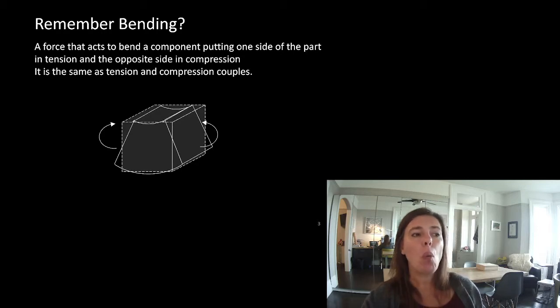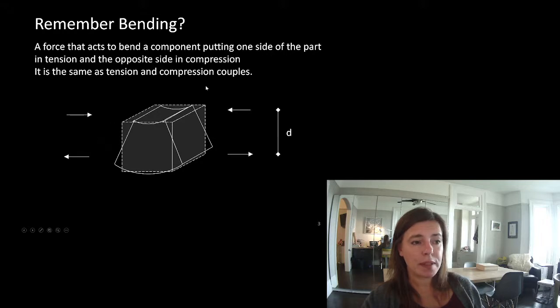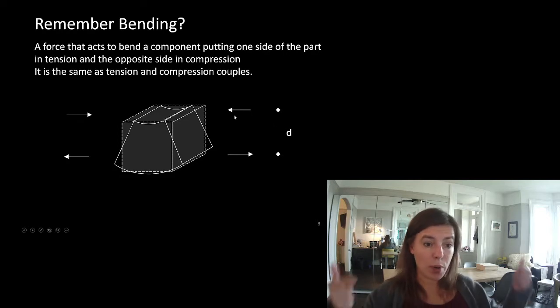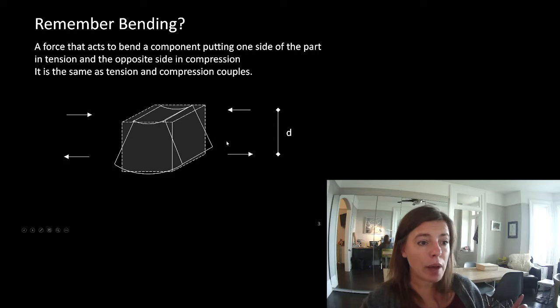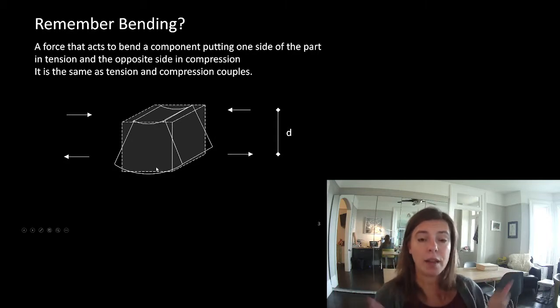Let's remember what bending is. Bending is a force that acts to bend a component, putting one side of the part in tension and the opposite side in compression. It's the same as tension and compression couples. So it kind of looks like this. We have these 2 acting in equal and opposite directions, and these 2 acting in equal and opposite directions, but these 2 at the top are pushing together, which we know for internal forces means compression. And at the bottom, we have these 2 arrows pointing away, which we know for internal forces means tension.